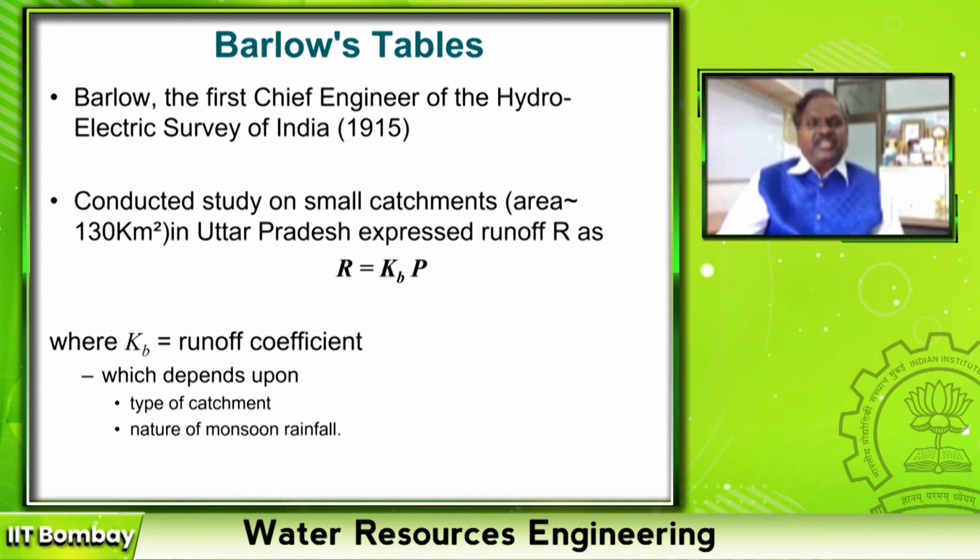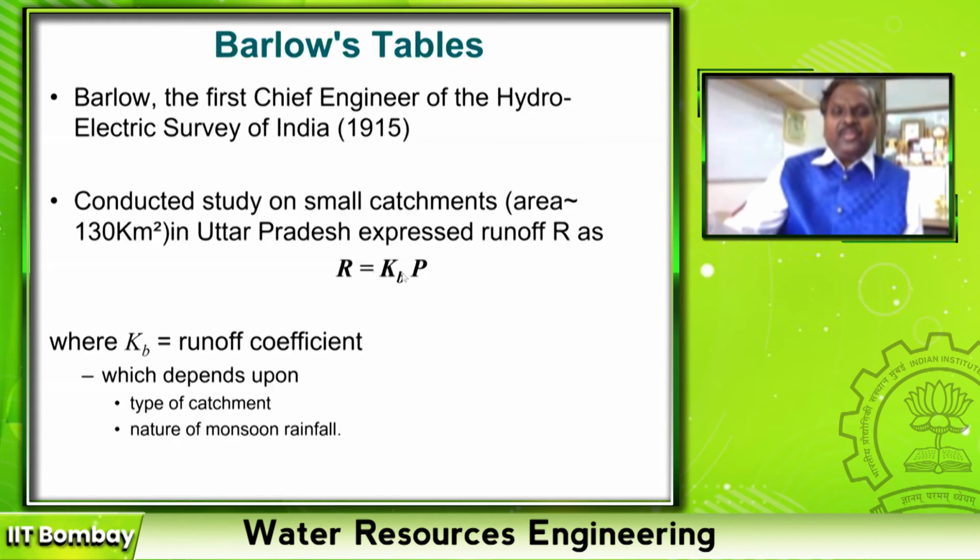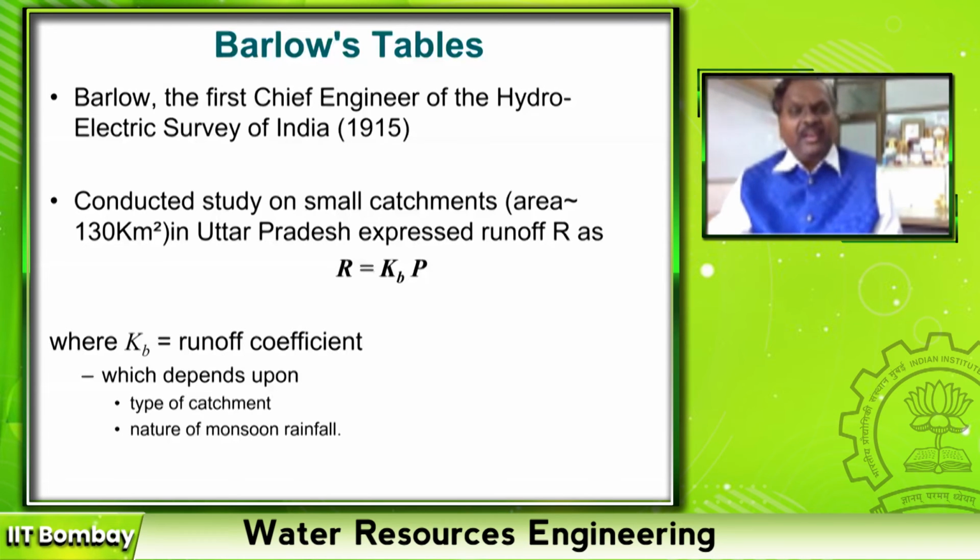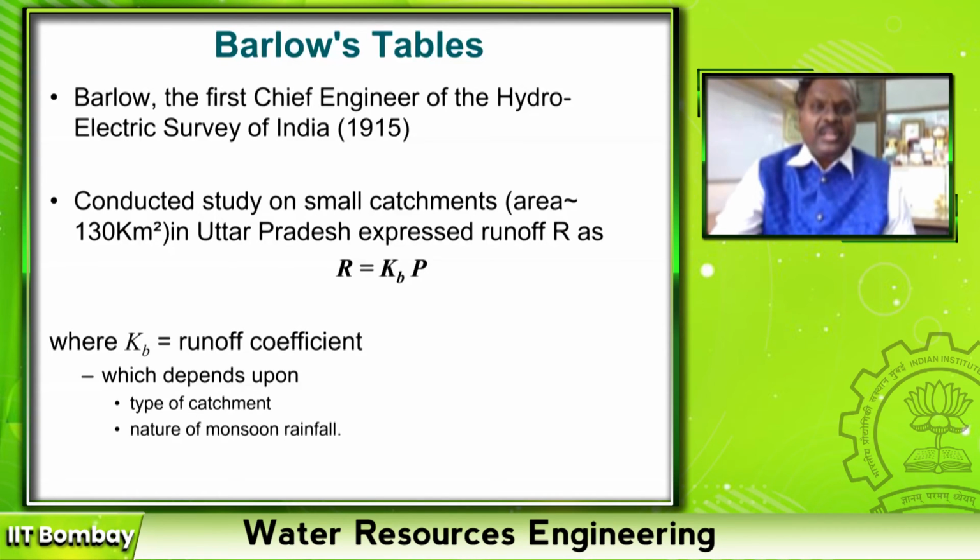The second one is Barlow's table. Barlow is the first chief engineer for the Hydroelectric Survey of India. He conducted a study of small catchments, area up to 1300, and he gave the first rational equation, that runoff is equal to a percentage of rainfall. P is for precipitation. He gave different values of this runoff coefficient. So now you can say that the runoff coefficient is the ratio of runoff by precipitation. And he also gave that this is a function of the type of catchment and the nature of monsoon rainfall.